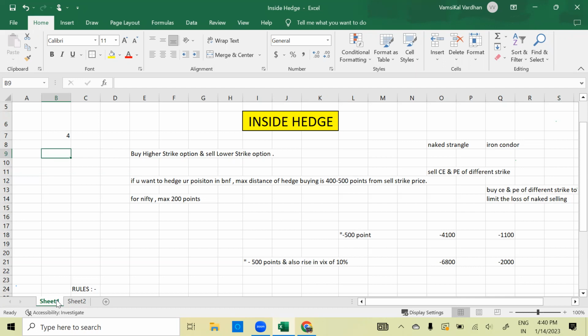The only reason I am doing this inside hedge is because we are not able to hold the strangles for more time, even though it is giving a good range, because the MTM loss will be a little bit more. So that is why we are doing this by adding the hedge inside. If you add outside hedge, that is called an iron condor. If you add inside hedge, that is called an inside hedge, or you can even call it a ratio spread. This ratio spread also we are doing non-directional most of the time.